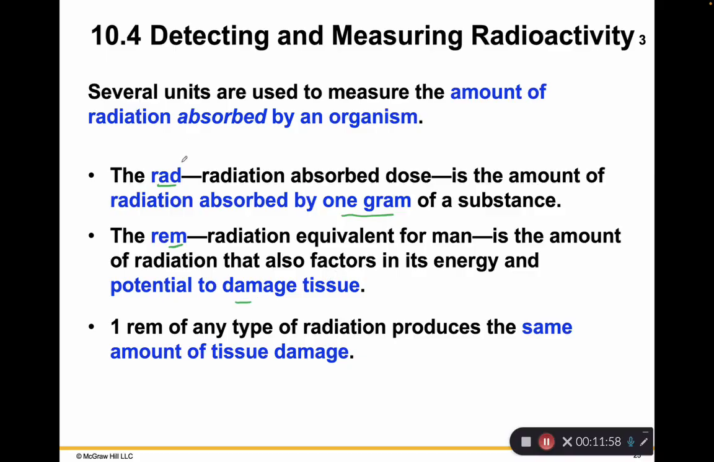Okay, so just a few different units, and we also use other units than these, such as the becquerel or the curie. One rem of any type of radiation produces the same amount of tissue damage. So we measure the amount of tissue damage, and we express that in the rem unit.